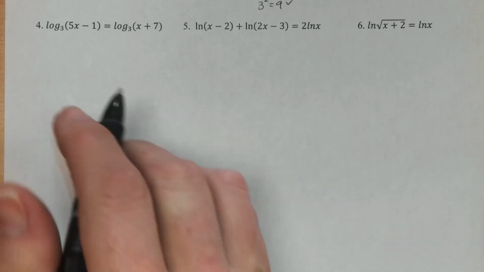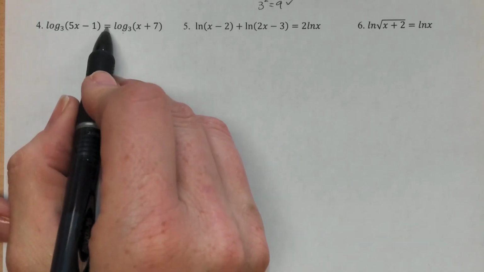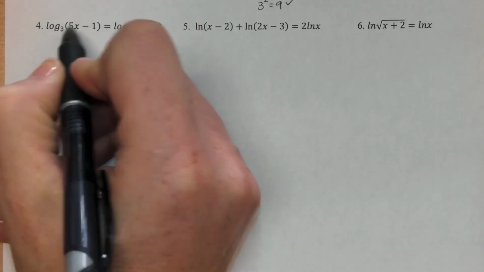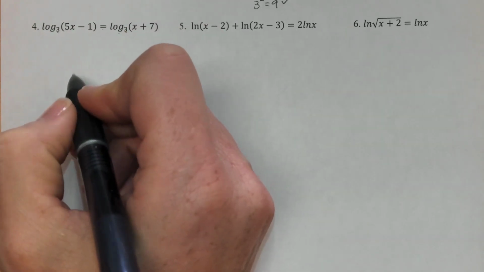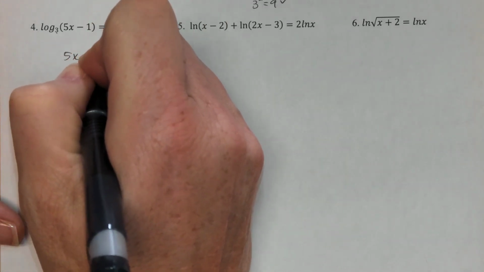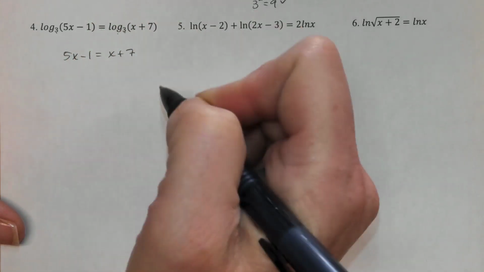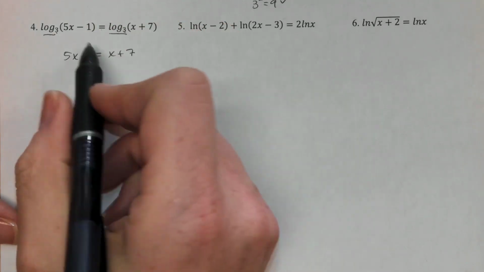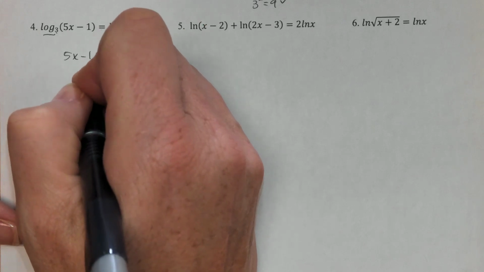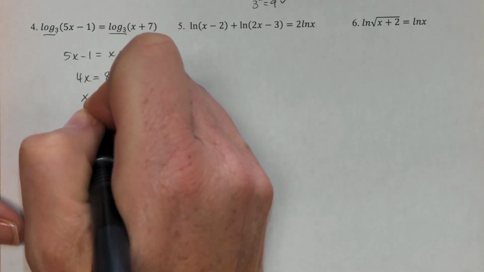Couple more to go. So this one's got 2 logs, but they are separated by the equal sign. And anytime those log bases match each other, so log base 3, we've done one like this before, but you didn't have a quantity, you just had a single letter. So this 5x minus 1 has to equal the x plus 7. If the logs are going to be the same, then the things we're taking the log of also have to be equal. So that'll be 4x equals 8, and then I will get 2.